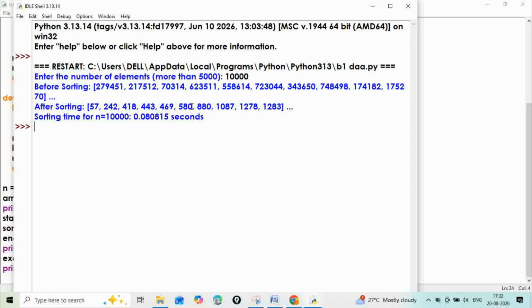Start measuring time. The computer records the starting time. Then the actual sorting takes place. After sorting, it records the ending time. The program calculates execution time. That is, execution time is equal to end time minus start time. And it displays the output.